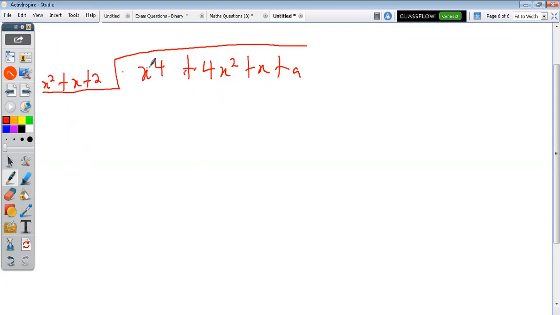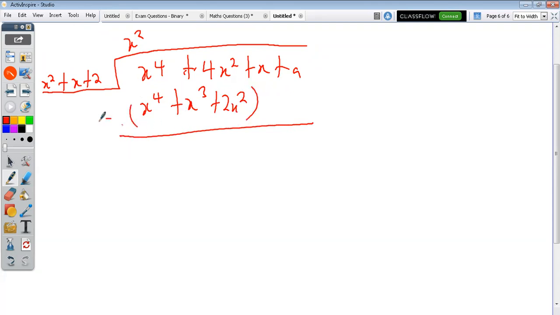Then we say x squared into x to the power 4 is x squared. Then we multiply, we get x to the power of 4, happy. Then we multiply this, we get plus x cubed. Yeah? Then we multiply, we get plus 2x squared. Then we subtract, so we get 0. Then here, there is nothing to do with x cubed, so we bring that down, it becomes a negative x cubed. Then 4x squared minus that, that's a plus 2x squared. Then we bring down the x and the a, nothing to subtract. Happy? Yes, sir.